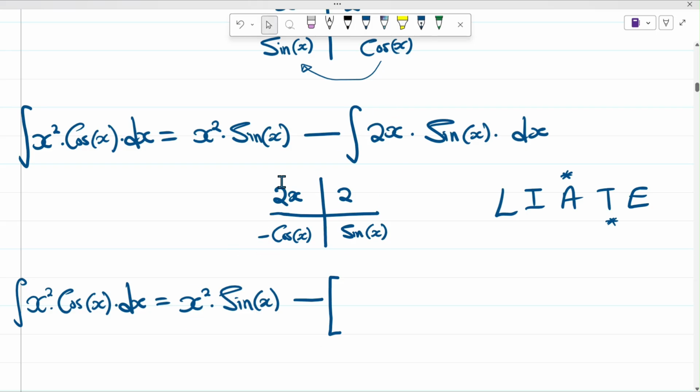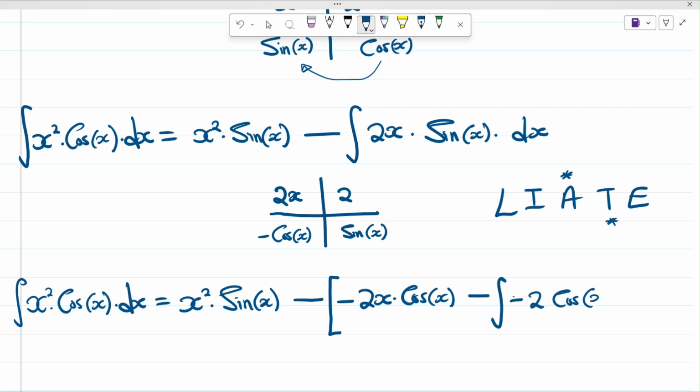For this part, I know that the second quadrant should multiply the third quadrant. So it's going to be negative 2x cos of x, right? Minus, this minus is coming from where? From the formula of integration by parts. Remember, we're integrating this part by parts. So this is going to be minus the integral of what? Of the first quadrant multiplied by the third quadrant. So this is going to be minus 2 cos of x, right? Cos of x dx. Then I close.